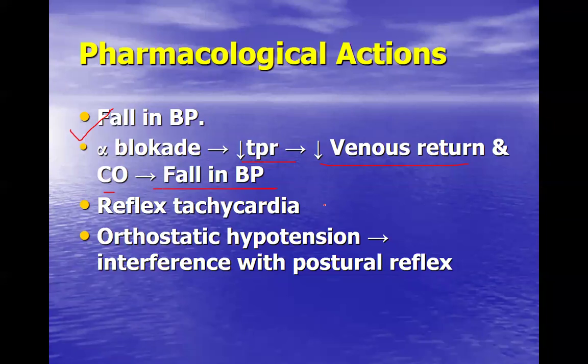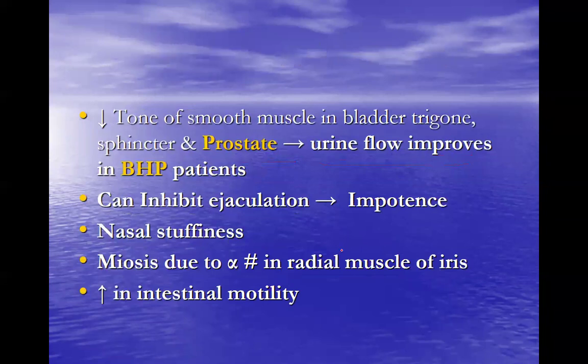Sounds very interesting, but because of decreased venous return, our body tends to compensate with reflex tachycardia, and it causes peripheral pooling of blood, thereby leading to orthostatic hypotension, which could lead to interference with postural reflex. A few more actions of alpha blockers: alpha receptors are present in the smooth muscles in the trigone of the bladder.